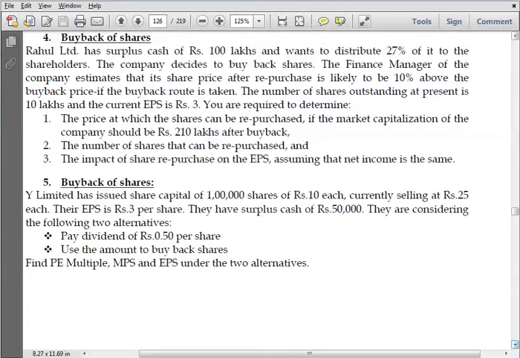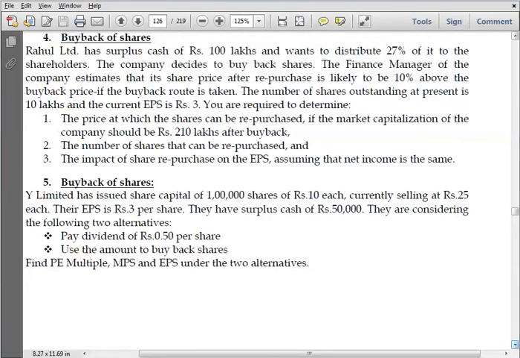What is the impact of dividend payout? Share price will fall, so 25 will become 24.5. If you do a buyback, share price will remain the same, but the number of shares will come down. So whether you pay dividend or you do buyback, both are going to give you the same answer.